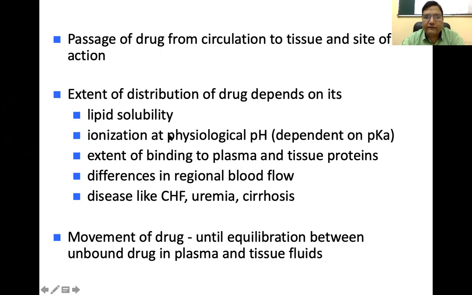Second, the ionization at physiological pH. The less the drug is ionized, the more the drug will be distributed. Less ionized or unionized drug freely passes through the biological membrane, so it will be distributed more.